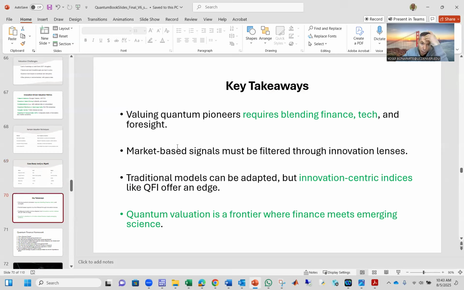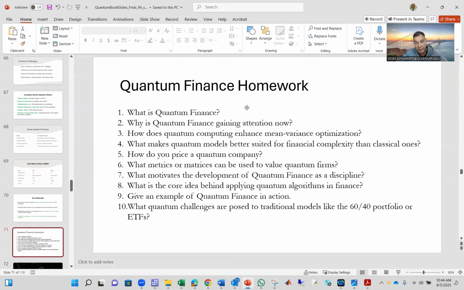Key takeaways: valuing quantum pioneers requires blending finance, tech, and foresight. Quantum valuation is a frontier where finance meets emerging science. Here is your homework. You have 10 questions. I want you to answer these questions toward the end.